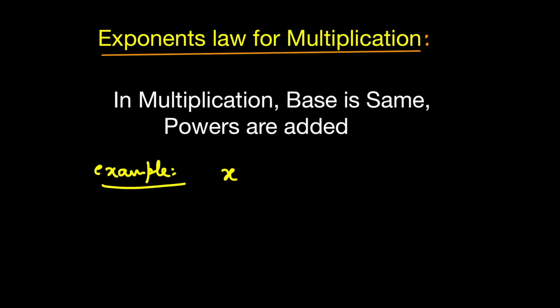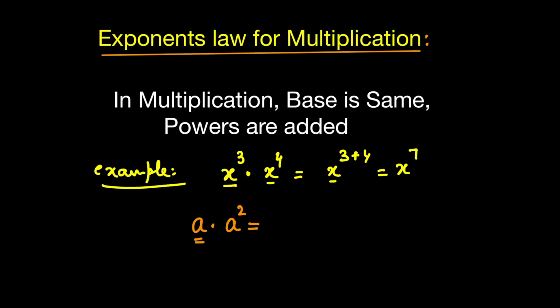It is x to the power 3 times x to the power 4. So here the powers 3 and 4 will be added and the base will be the same. So we get x to the power 7. We take another example, a times a square. So here no power is given, but still we take the power as 1. So it is a to the power 1 and a square.